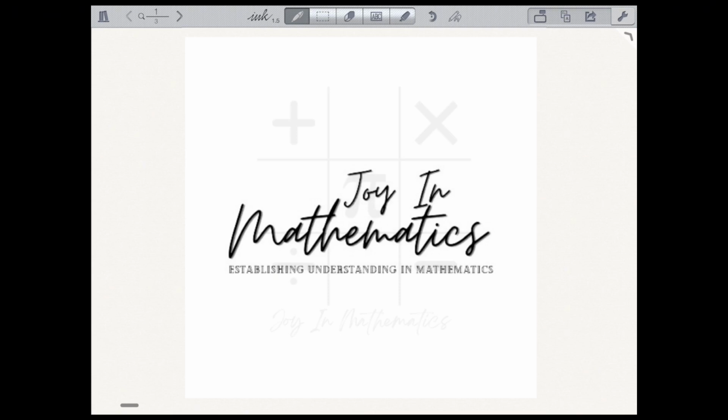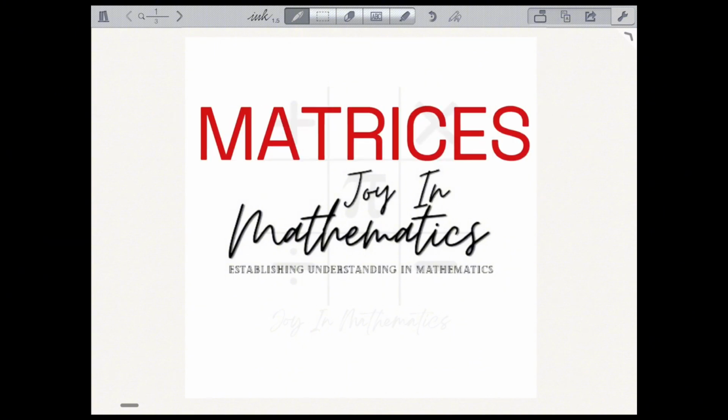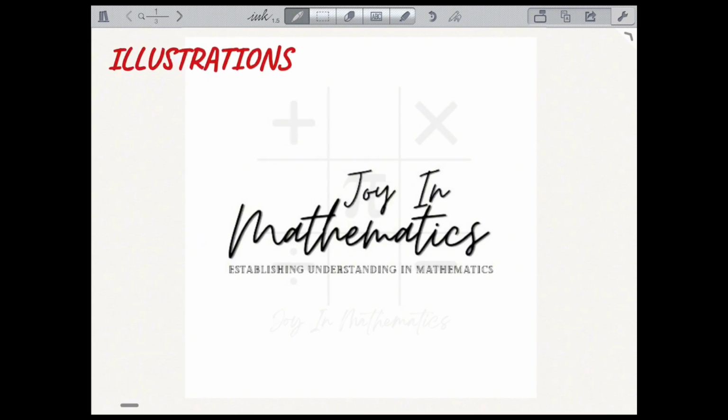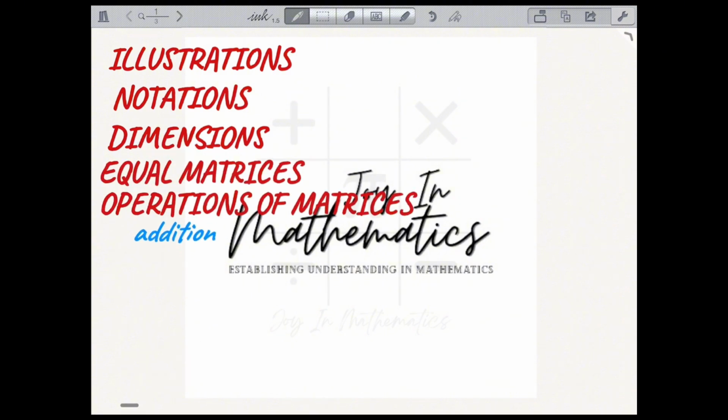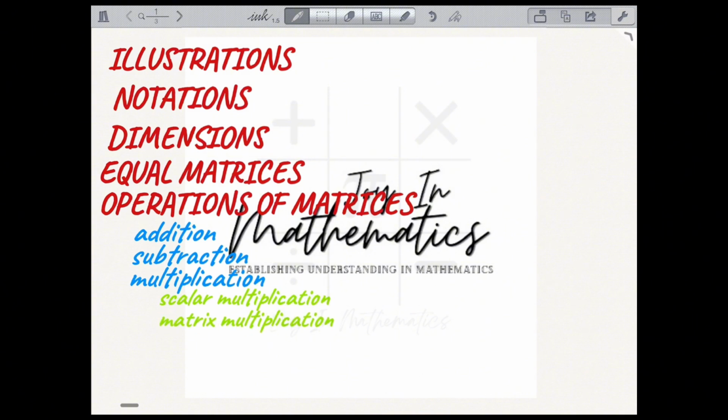Now, in this series of videos we're about to embark on, we're going to talk about matrices. We will look at how they can be illustrated, the notations, the dimensions. We will look at equal matrices. We'll look at the operations of matrices: addition, subtraction, multiplication. The multiplication can also be scalar or matrix multiplication. We'll take lots and loads of examples on that.